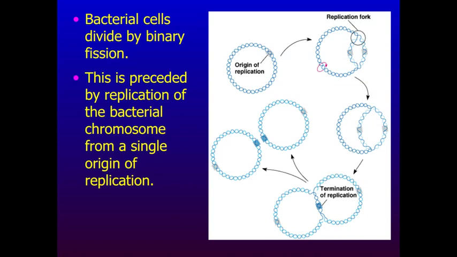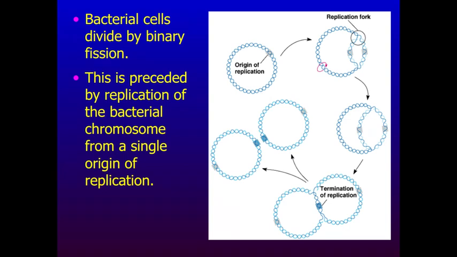We know that bacterial cells replicate by binary fission. They have a single point of origin. There's no worry about telomeres or anything of that nature because it's a complete circle. There's no overlapping ends at all. So they don't have telomeres. That's another difference that we see with bacterial genomes.